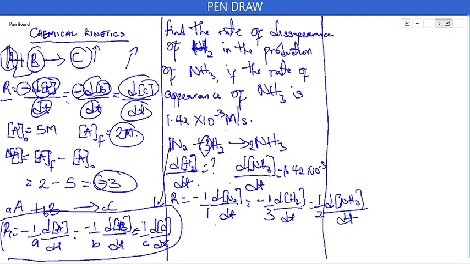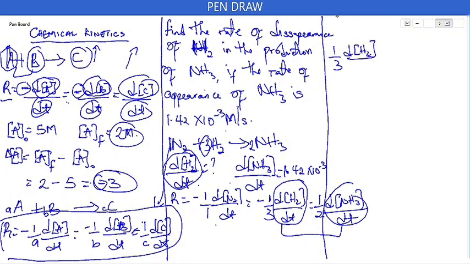Now what they asked me to find in this question is d[H2]/dt, the rate of disappearance of H2, that is hydrogen gas. This is it, and then they gave me this. So I can relate these two formulas together. I can say, okay, 1/3 d[H2]/dt will be equal to 1/2 d[NH3]/dt. Now you will notice that I did not put this minus here.